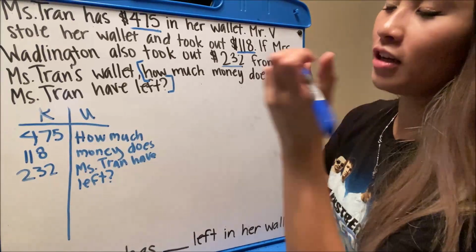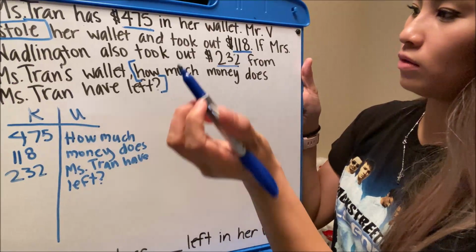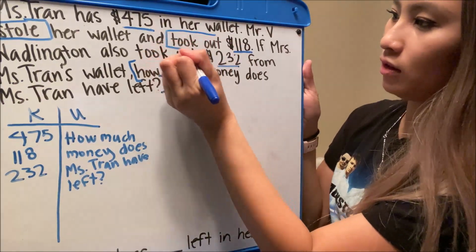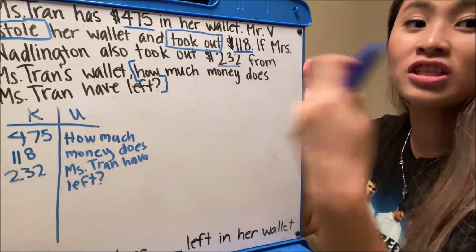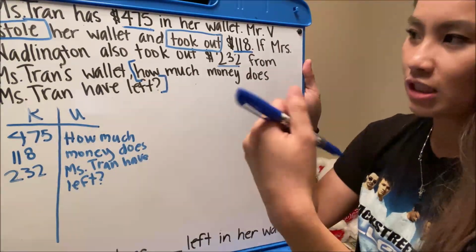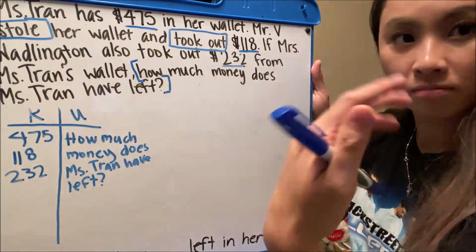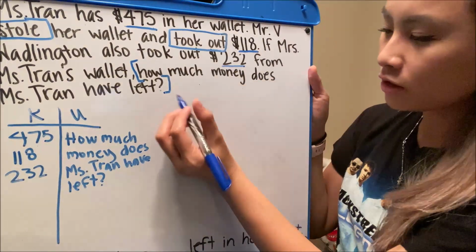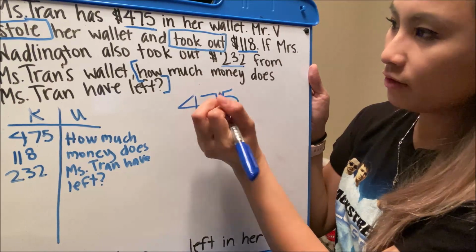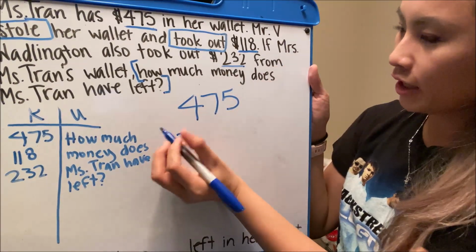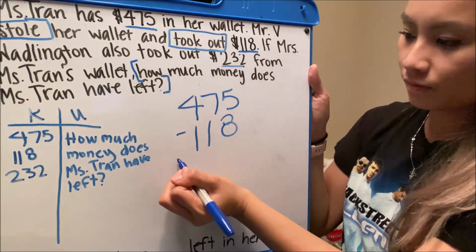All right, so let's look at these action words. Let's look at stole and took out. When somebody steals something from you, they're taking it away from you. So that means we're gonna subtract. Same with took out. They're taking something out from my wallet. So we're gonna subtract. So we're gonna start off with 475, and Mr. V took out or stole $118.